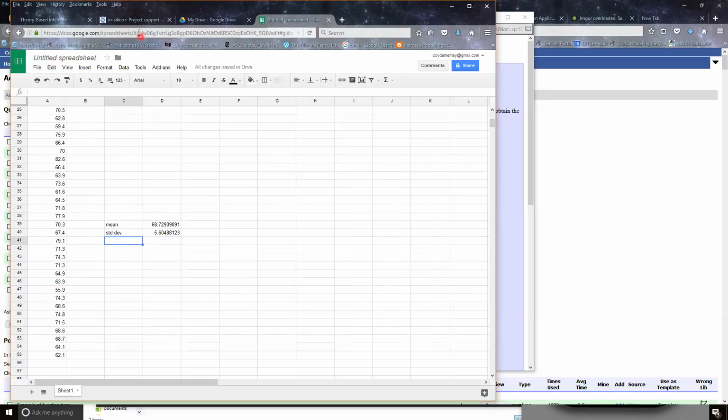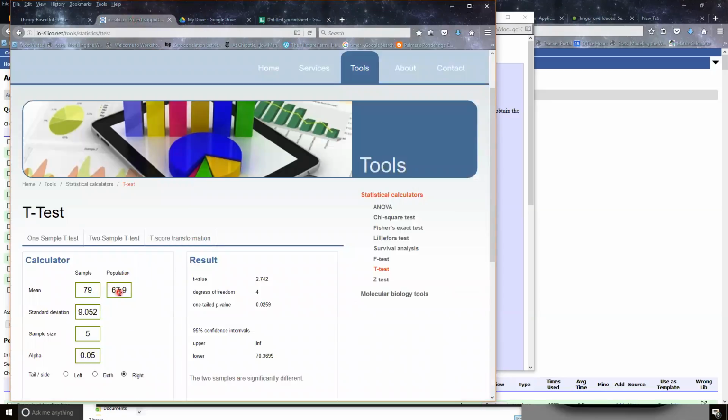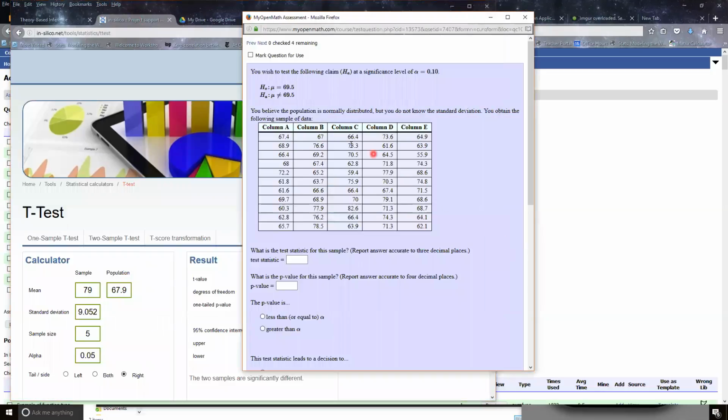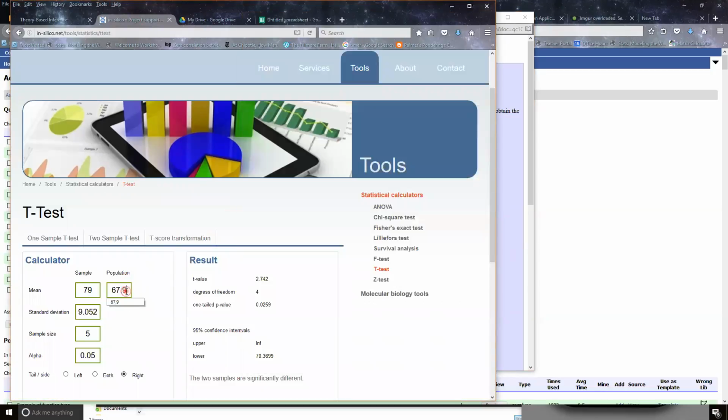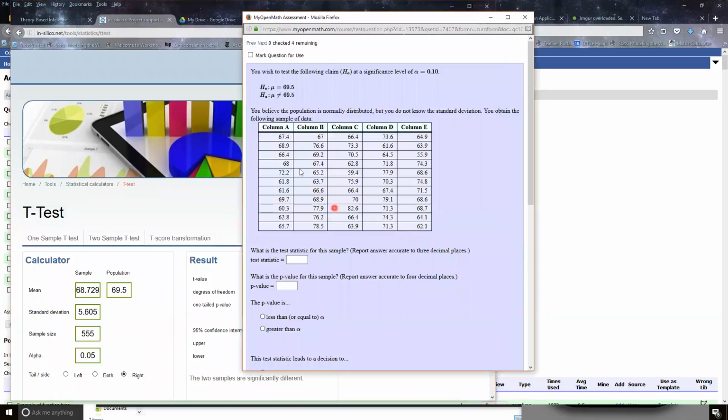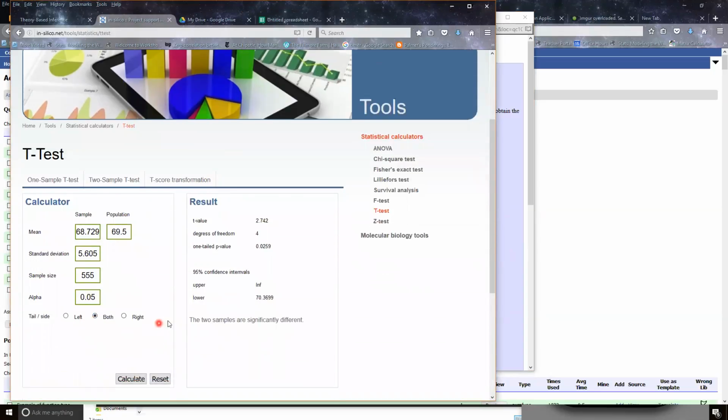So now I can go to that applet. Let's see, what did they say the population mean was? 69.5. So let's change this to 69.5, and then I've got a sample mean of 68.729, a standard deviation of 5.605, and a sample size of 55, and this is a two-tailed test. I'm going to select both. And do they tell me the level of significance? 0.1. Well, let's try editing this.